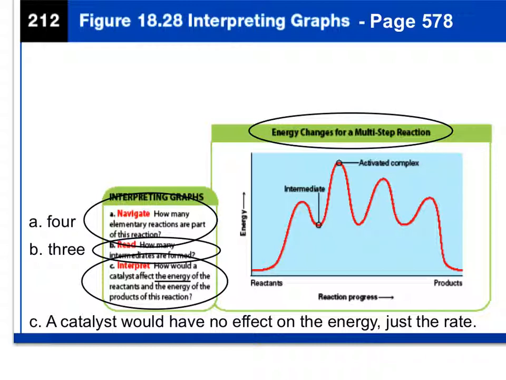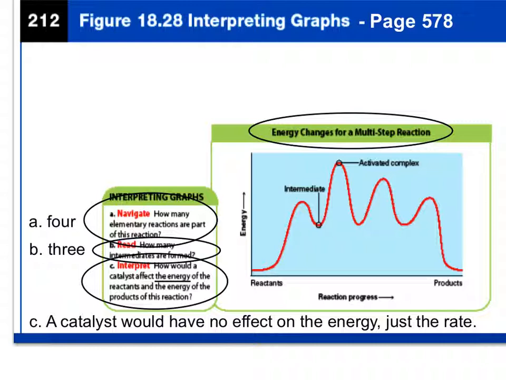We can go ahead and look at the questions. I know the answers are right there, but let's go ahead and explain them. This first one says, how many elementary reactions are part of this reaction? We're saying that there are 4 because there are 4 peaks. Next, how many intermediates are formed? Intermediates are here, here, and here. So we're going to say 3 intermediates are formed because those are at the valleys.